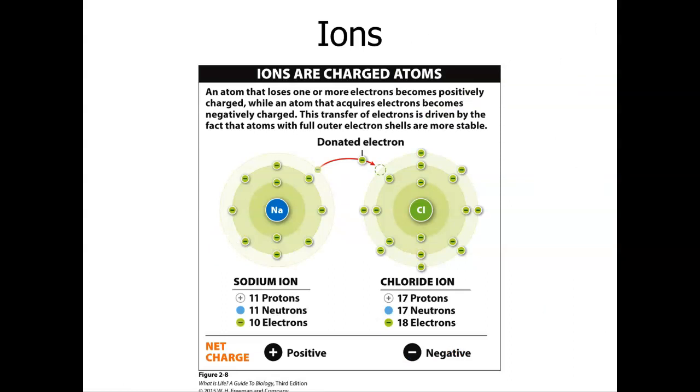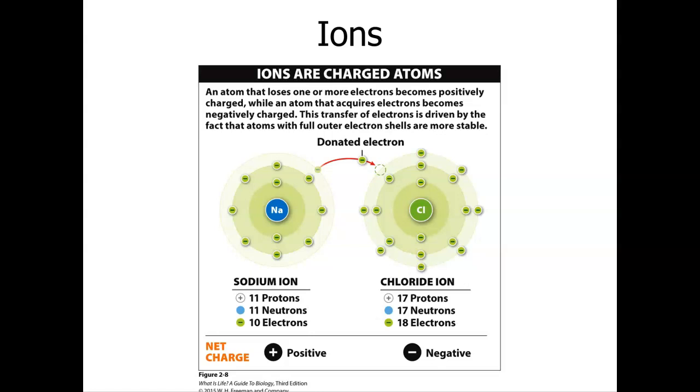Ions are going to be atoms that have a charge. So atoms that bond together, that are going to be metals bonding with nonmetals, are going to be referred to as ionic bonds. And so when they do this, they're either going to gain or lose electrons. In this case, we're taking sodium and chlorine and we're going to bond them together.